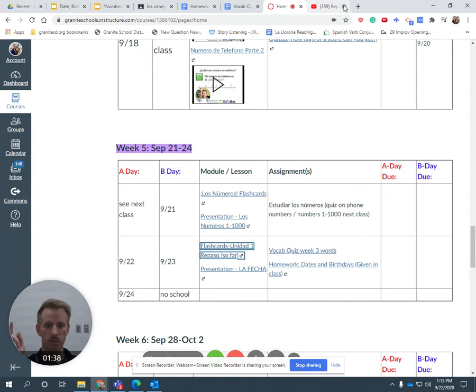Vamos a tener un benchmark. We're going to have a benchmark, so a test. I haven't thought about how I'll do it for distance learning. It'll probably be Zoom or Google Meet because it is a verbal conversation. So good, I'll get to actually see you guys. So it'll be a verbal conversation over all of this Unit 1 stuff.